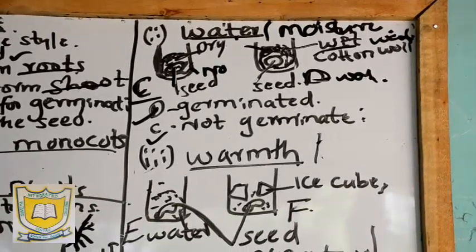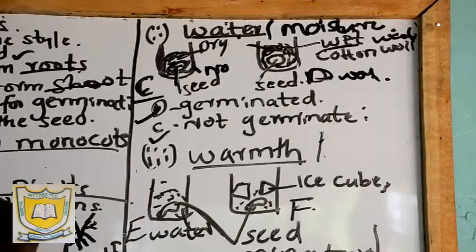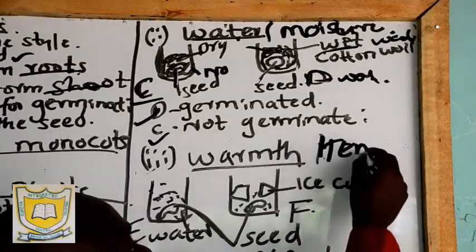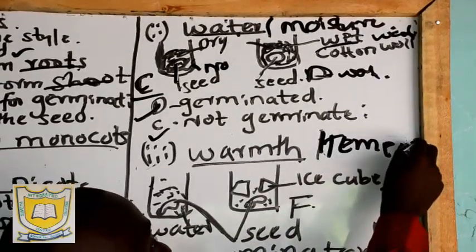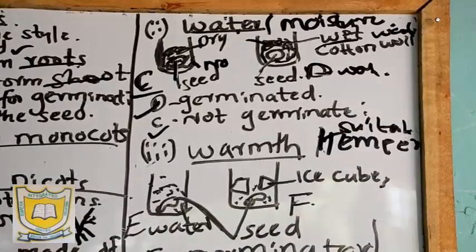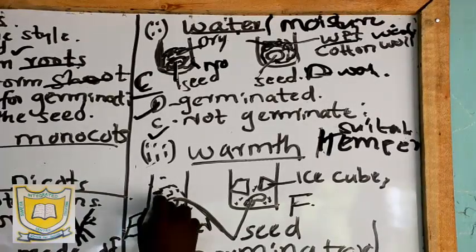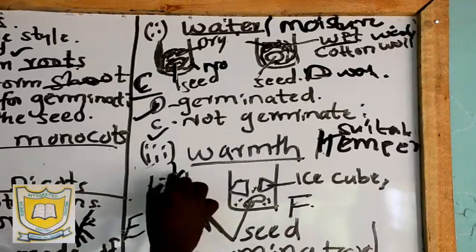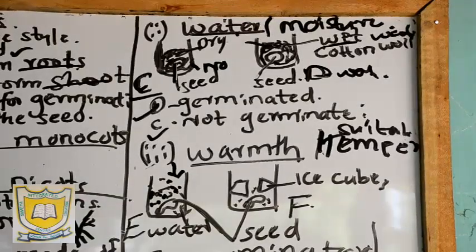Now how can we investigate that temperature or warmth is a requirement for germination? This is warmth, which is also called temperature, but for temperature we say suitable temperature. How can we investigate? Number one, you also need two containers. In the first container you have just water. It is open, meaning there is entry of air. We have water and we have the seed.